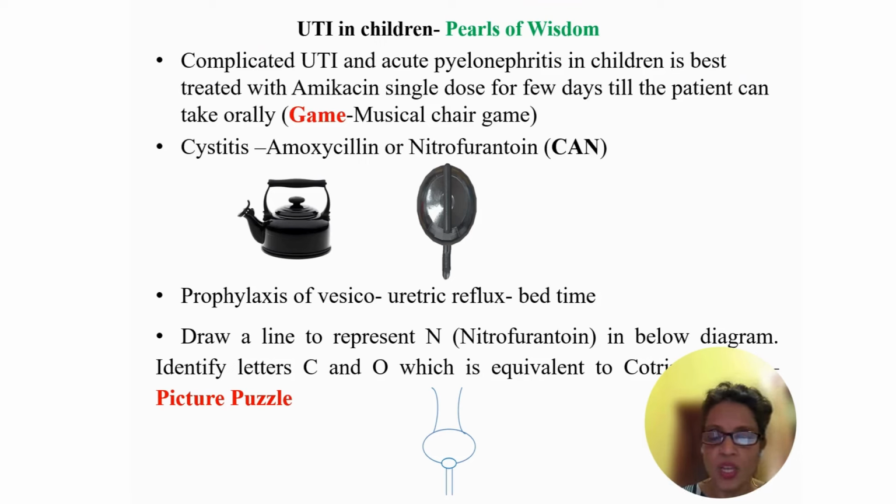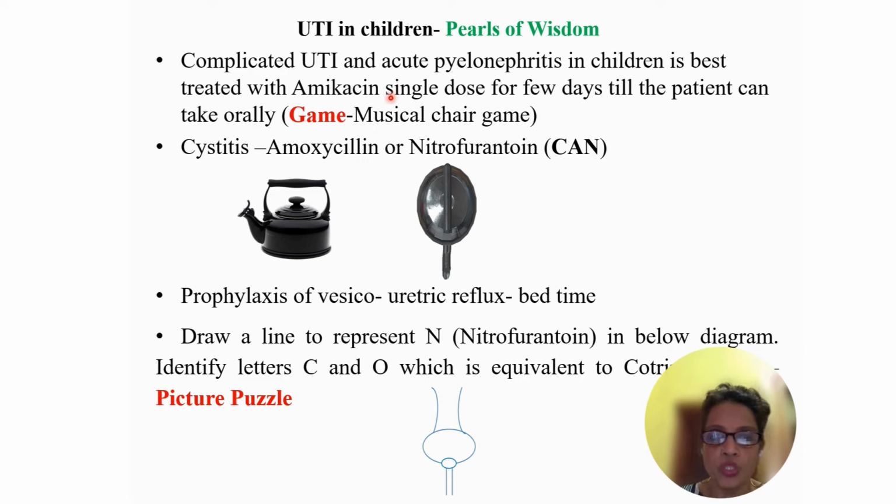Now, additional pearls of wisdom that I would want to give you. Complicated urinary tract infection and acute pyelonephritis in children is best treated with amikacin single dose for a few days till the patient can take orally. So complicated UTI is treated with amikacin single dose.